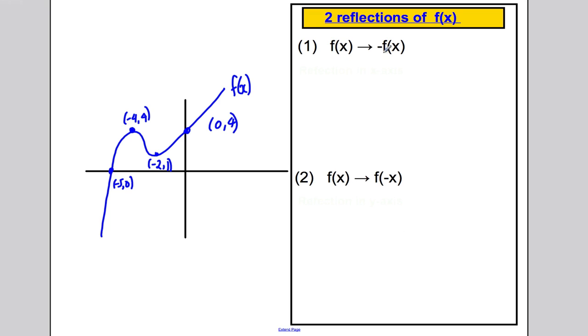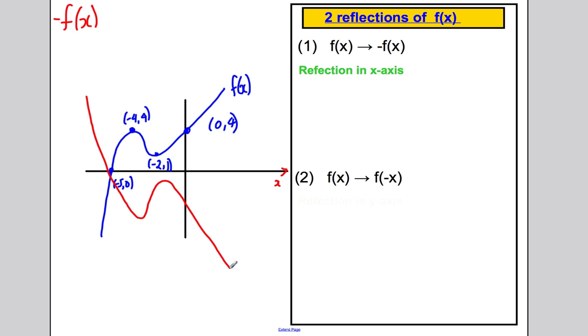If f of x goes to negative f of x, what's that? Well, that's a reflection in the x-axis. And how would this one look if we reflected it in the x-axis? So if we were to draw negative f of x, everything we see, we reflect it in the x-axis. So this here reflected would be like so. Something like that. Those points would be in common.